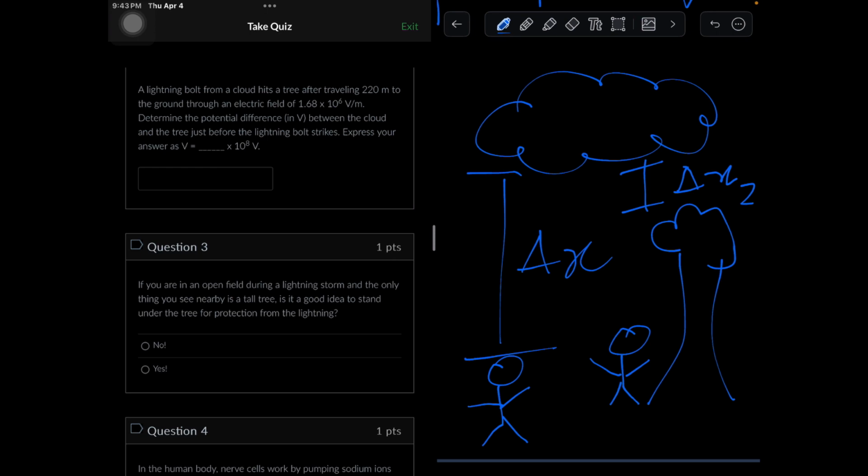It is pretty obvious just using logic of whether or not you should stand under a tall object, or just referencing what objects are more likely to get struck by lightning. And this question is simple as well.